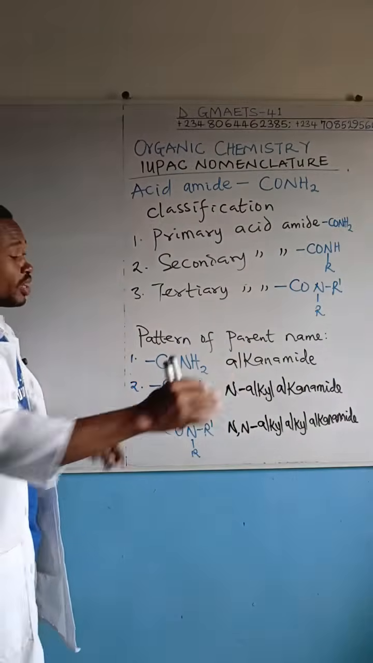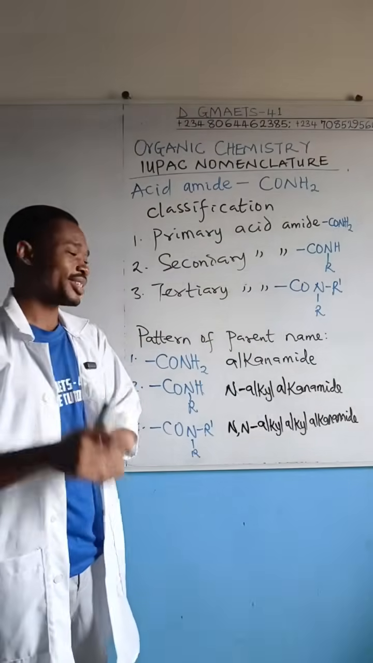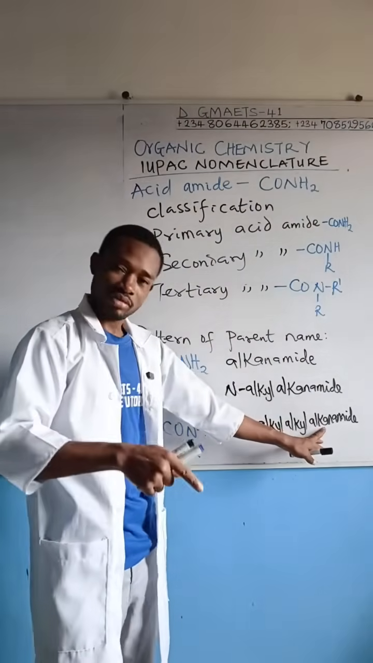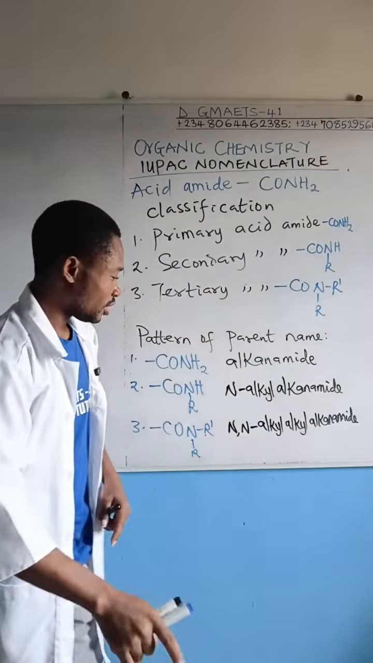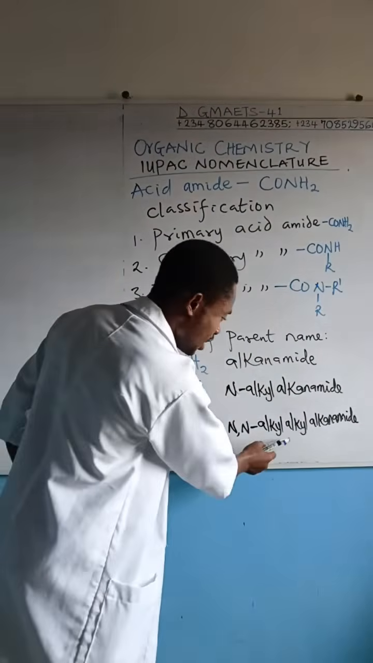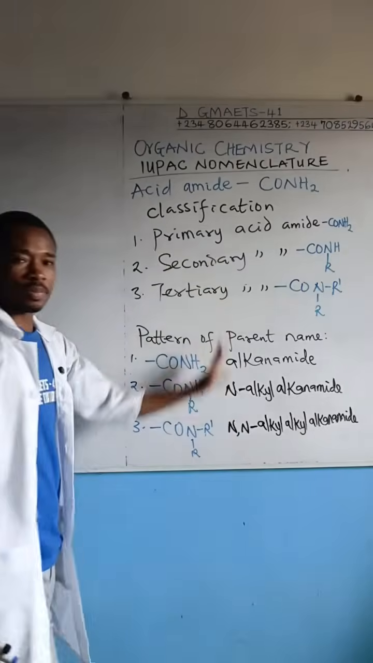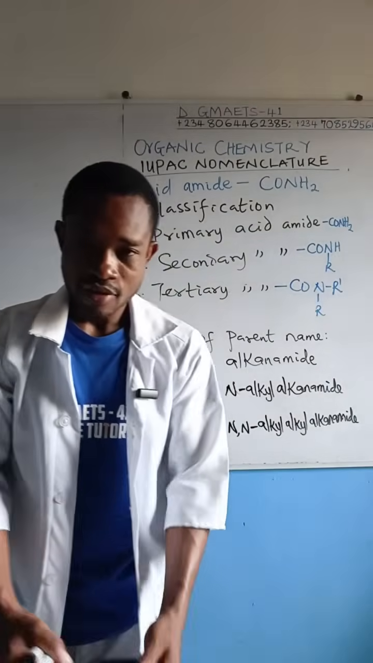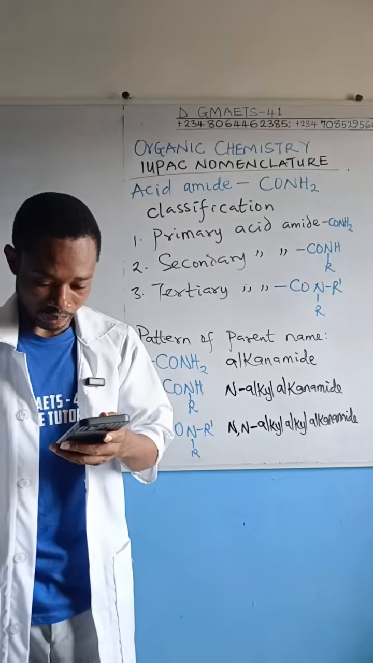And don't forget, if in the parent chain you have a double bond somewhere, like I said, alk-something-enamide. All right, N,N-alkyl alkanamide. So this is the pattern, and I think we are set for the IUPAC name now.